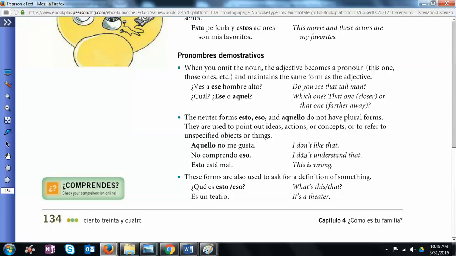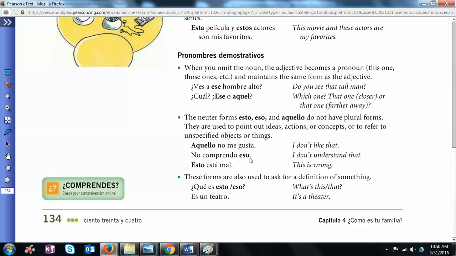You use them when you don't know the gender of something. So if you're saying, I don't like that, or no comprendo eso. They point out ideas, actions, or concepts, or refer to unspecified objects or things. So like, I don't like that doesn't necessarily have to mean an object, it can be an action. For example, if one of my kids hits another one of my kids, I might say, hey, I don't like that, meaning I don't like that behavior. You can't really give a gender to behavior.